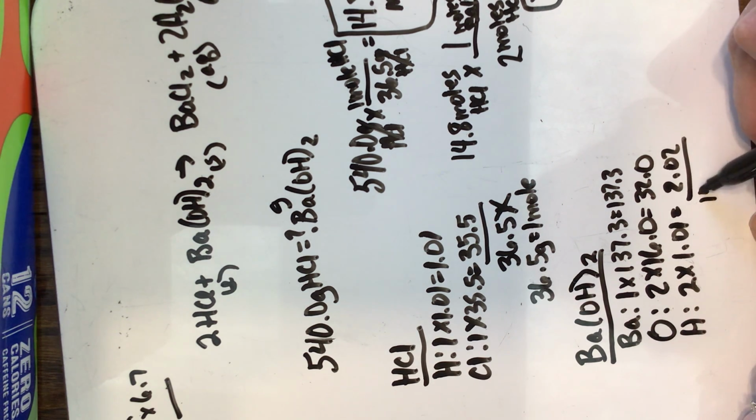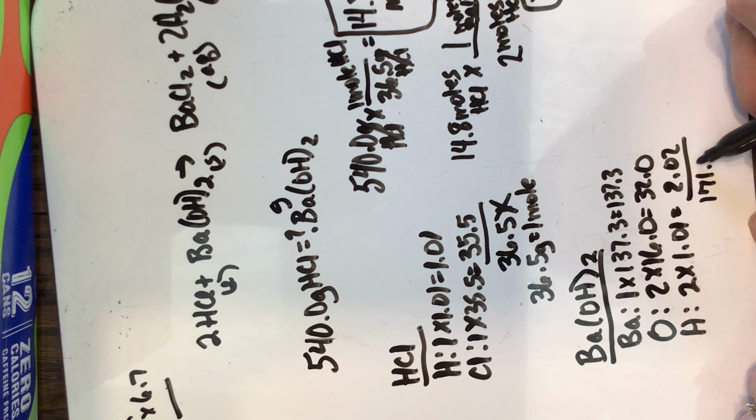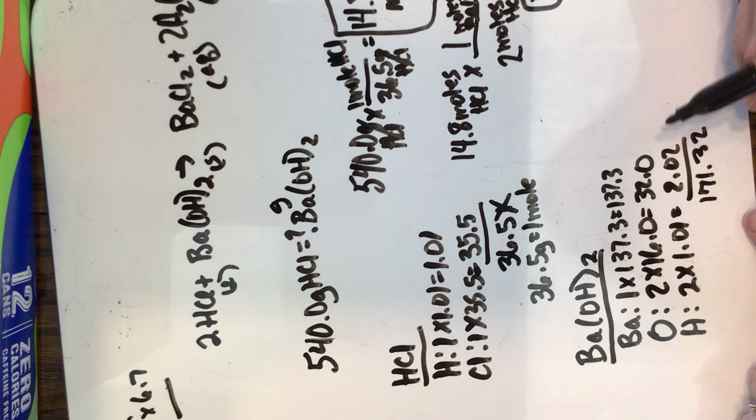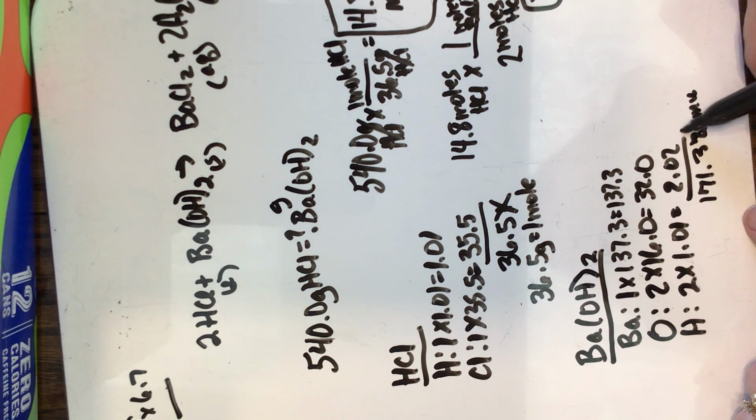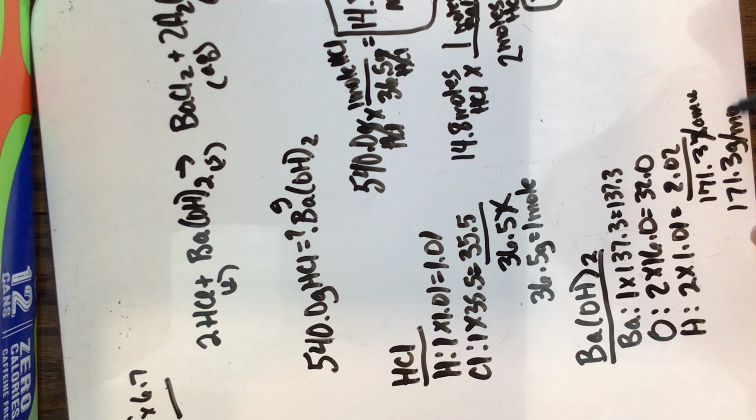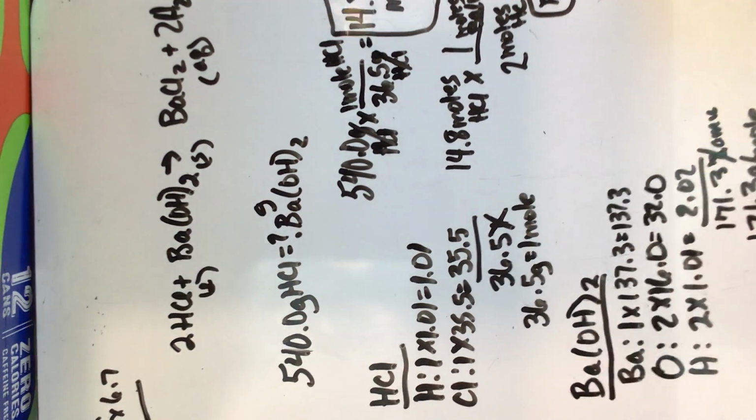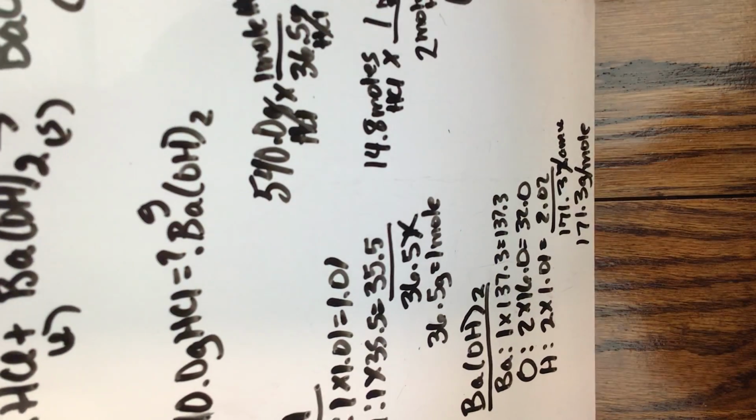When I add all those together, I get 171.32 amu, but again, we want precision to the tenths. The 2 is not going to round anything, so we're going to stick with that. 171.3 grams in 1 mole of Ba(OH)2. Oh, and I need to show you that. Sorry, lost that.